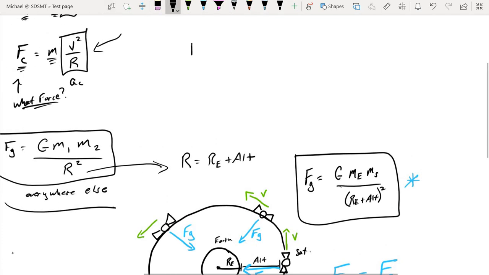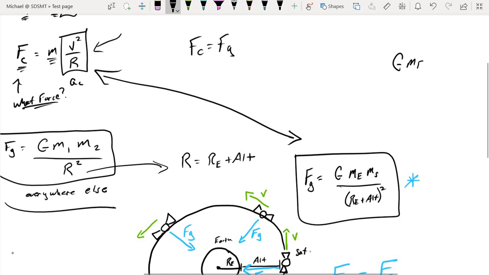So let's see what it looks like when we put these two together. We want F_c equal to F_g. So we're going to set these two expressions equal together. Our F_g, big G, mass of Earth, mass of satellite, divided by the separation distance squared, has to equal the centripetal force.